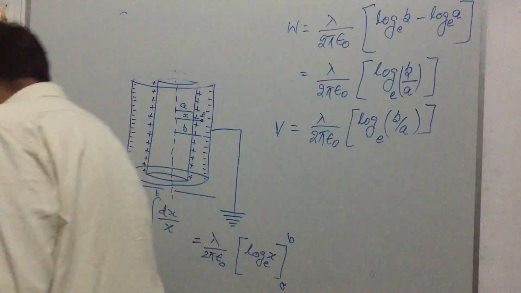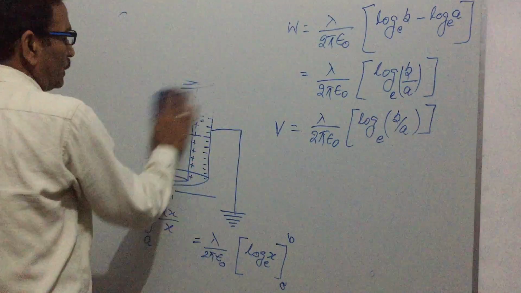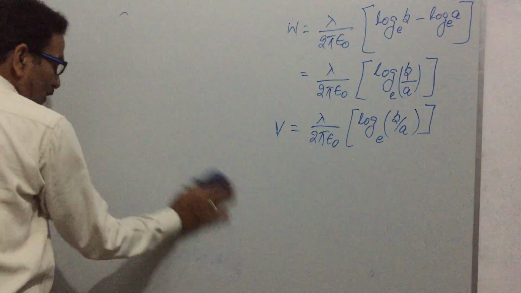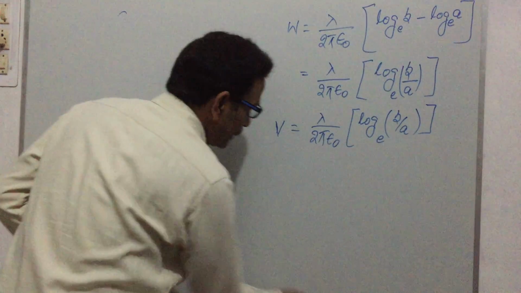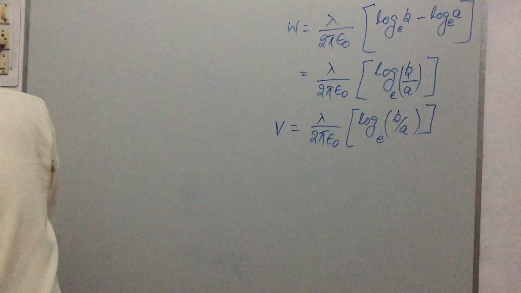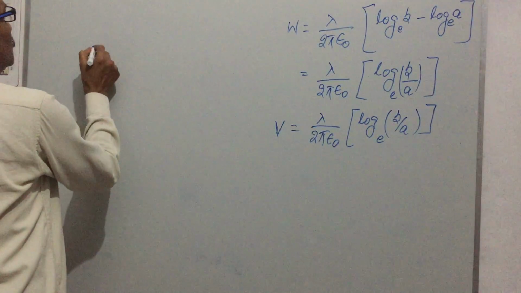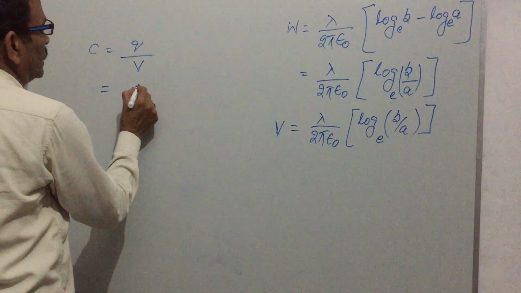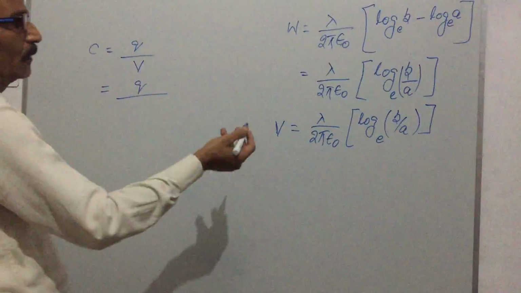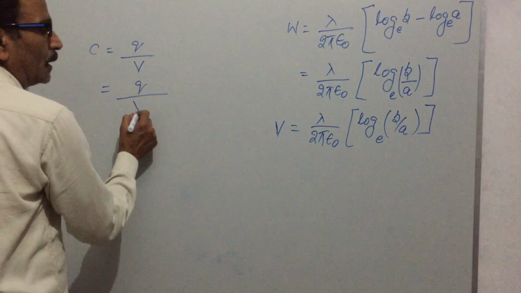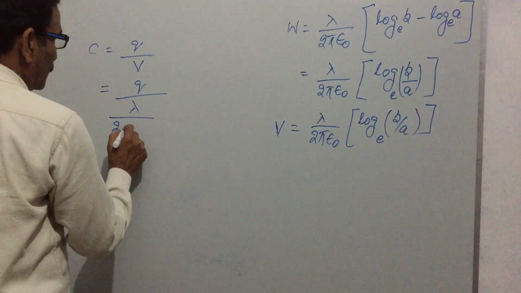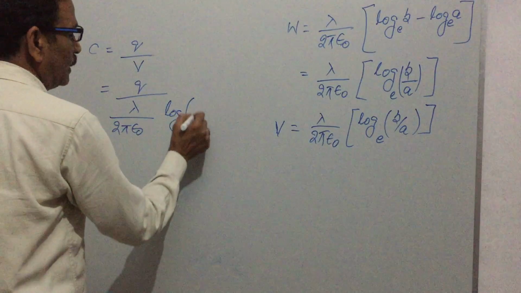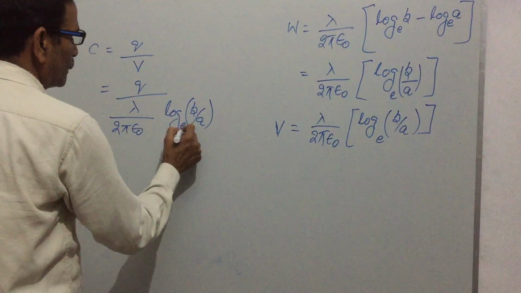Now I want to find the value of capacity. What will be the value of capacity? See here. The capacity, you know very well, is simply given by C is equal to charge divided by potential difference. So we write Q divided by V. What is the value of V? Lambda by 2 pi epsilon naught into log of B by A at the base E.